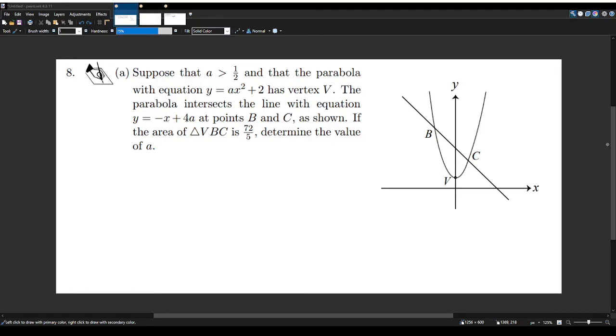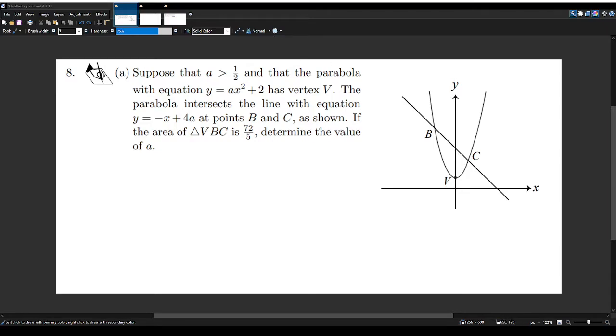So Euclid 2022 8a, I found a way that you can use the Shoelace formula for this that simplifies the problem a little bit, and it's kind of a great introduction to what the Shoelace formula is.